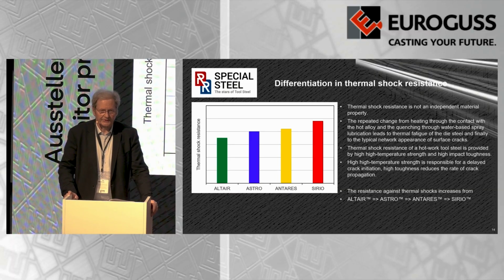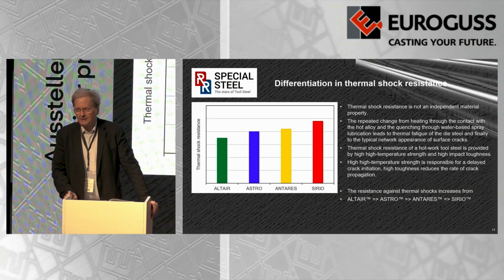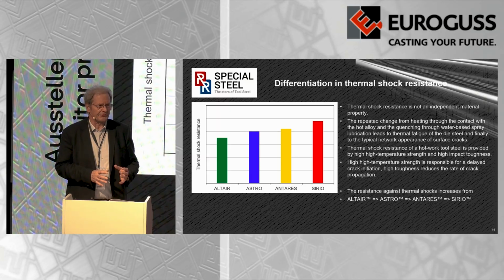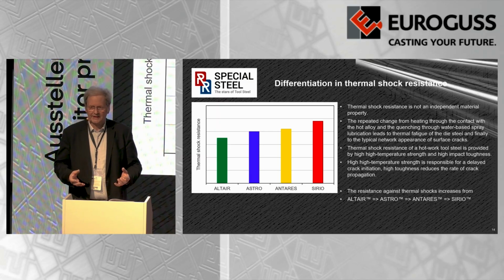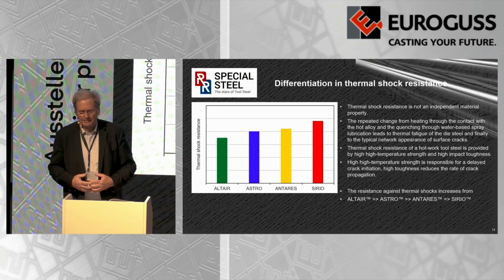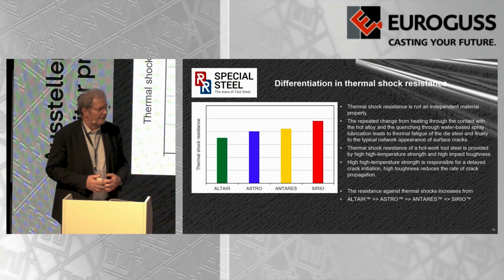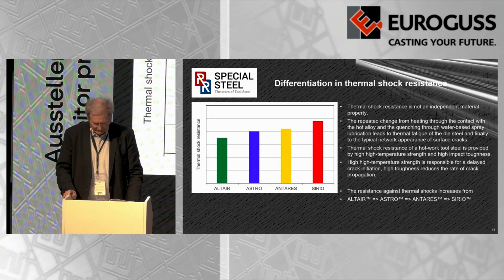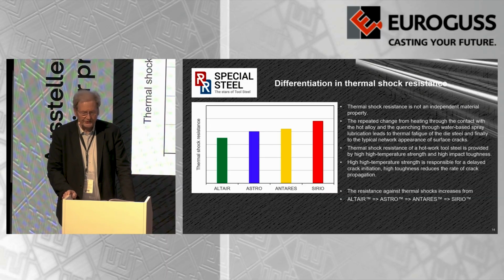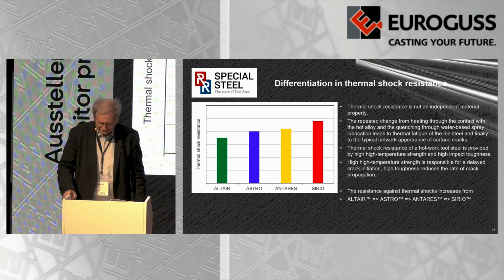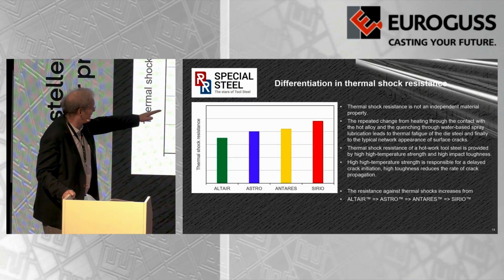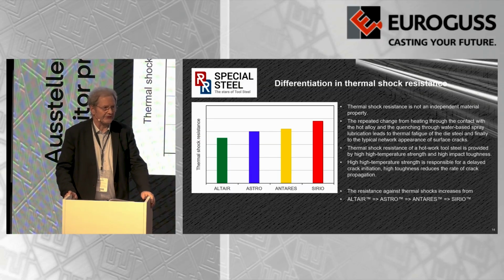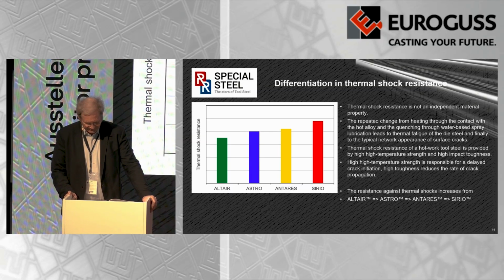Thermal shock resistance of the steel is not a single material property. It can be related to high temperature strength and toughness simultaneously, so the cooperation of these two properties is responsible for a good thermal shock resistance, and that is, of course, a very important property if we come to visible surfaces in the die. And we see very well that Sirio here offers the best resistance against thermal shocks.